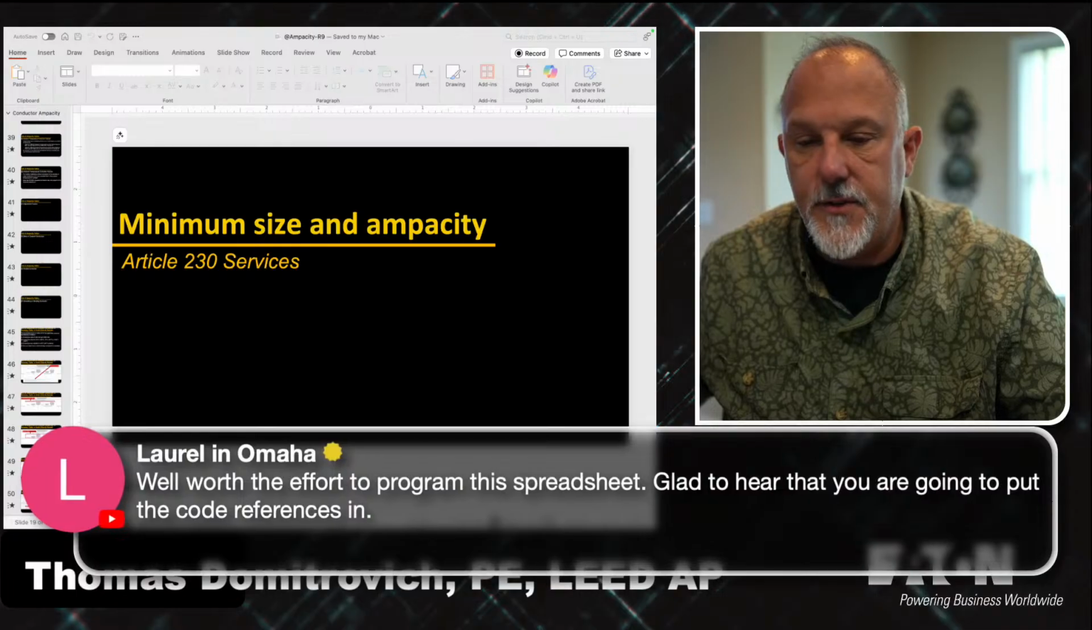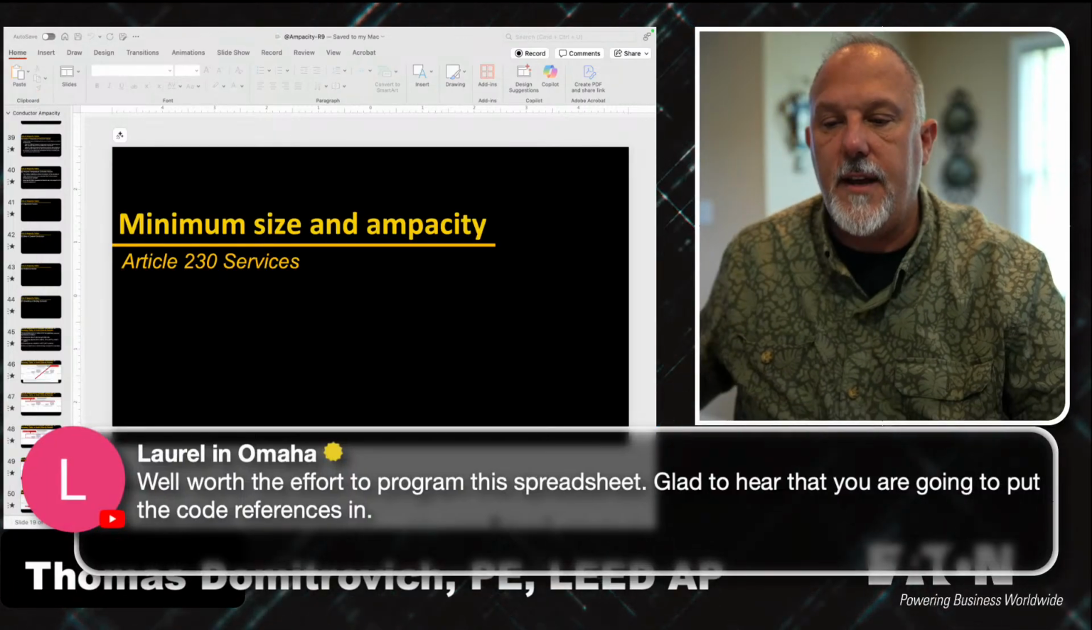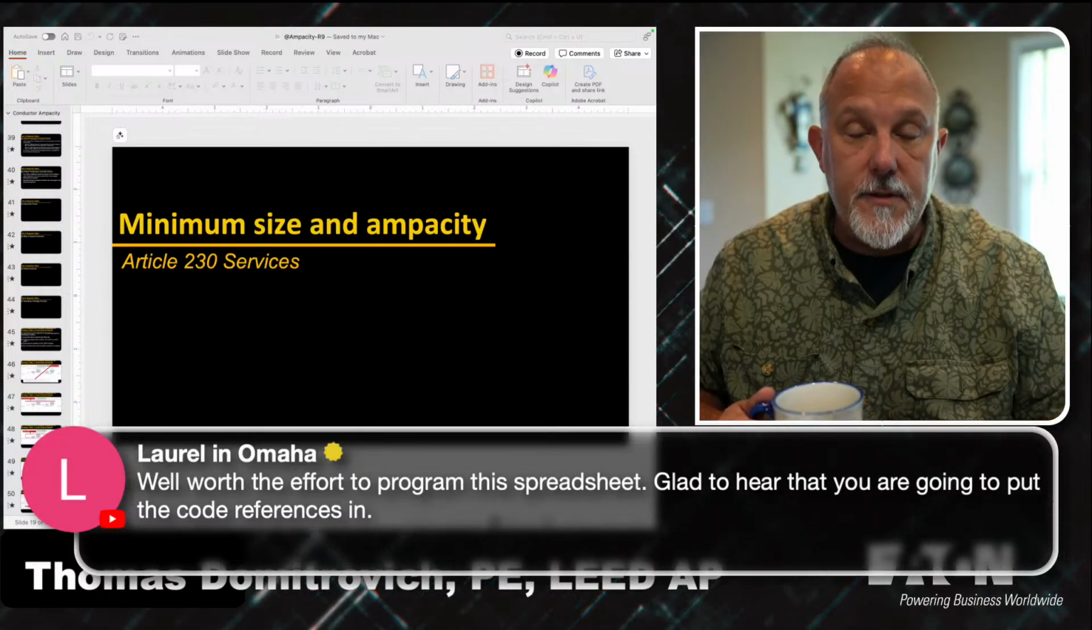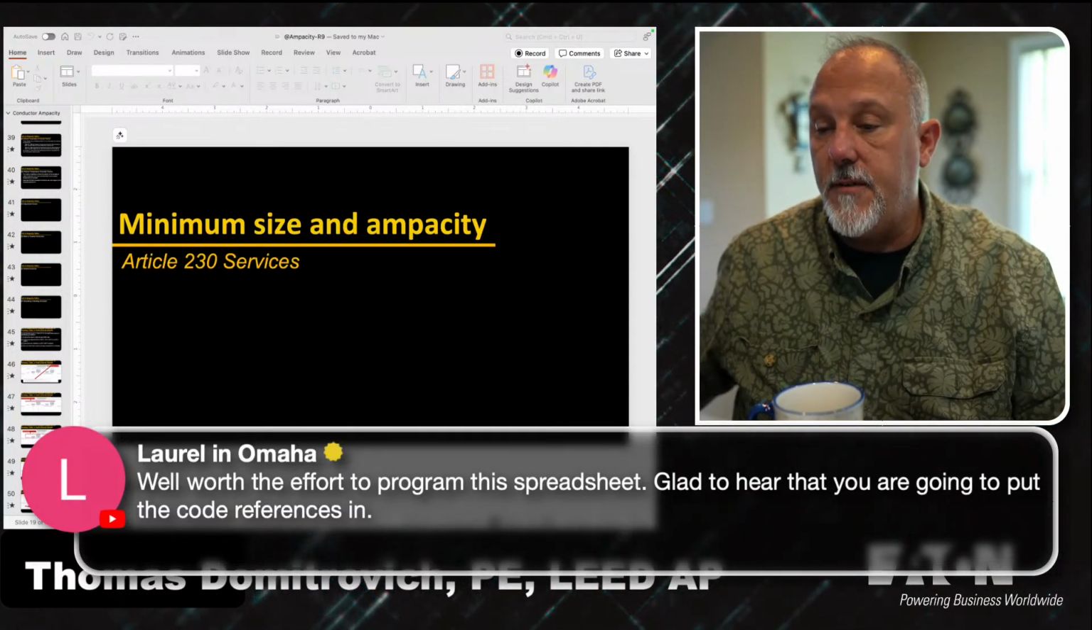Laurel says, welcome, well worth the effort to program the spreadsheet. Yep, I'm going to put the code references in, and Laurel, I will share this.